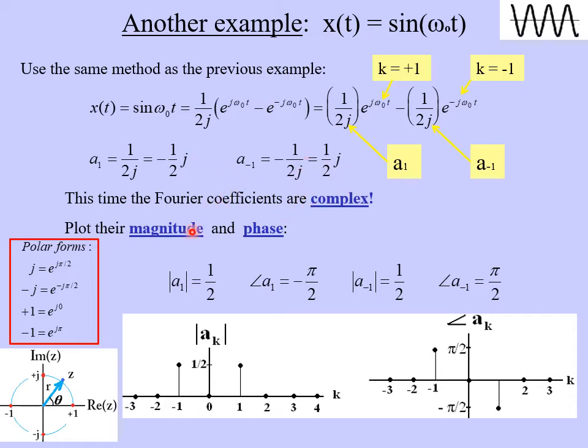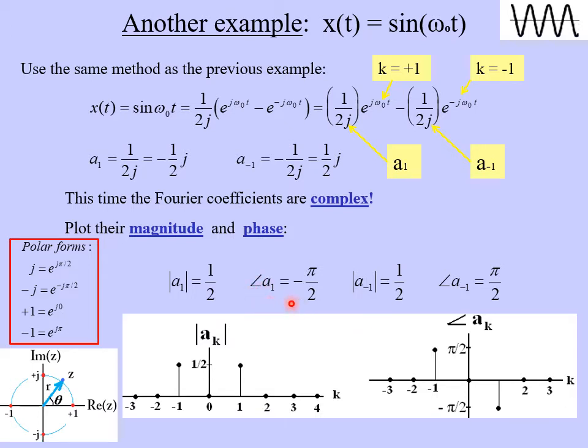So in this case, it's conventional to plot both the magnitude and the phase of these coefficients. Obviously, by looking at these two, the magnitude of both of these is just equal to 1/2. So that would be our magnitude plot, shown right here. Notice the absolute value bars around a sub k. So this is the magnitude of the Fourier coefficients.